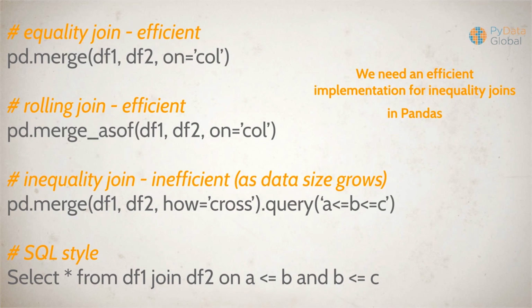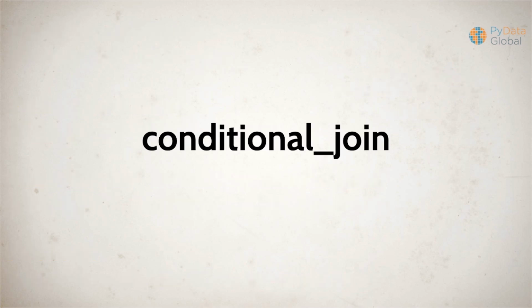SQL is a wonderful language once you get used to it. So yes, as I said, we needed an efficient implementation for inequality joins in Pandas because of what it could help us to solve. And I just went ahead and implemented it in Pyjanitor. The name of the function in Pyjanitor is conditional_join.